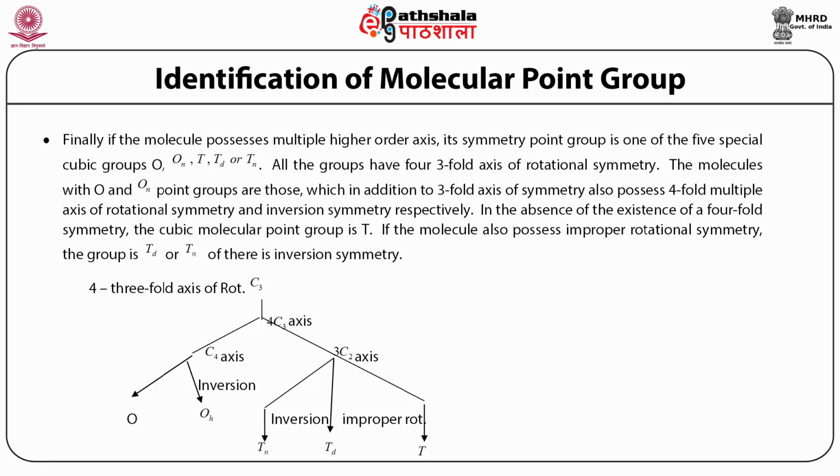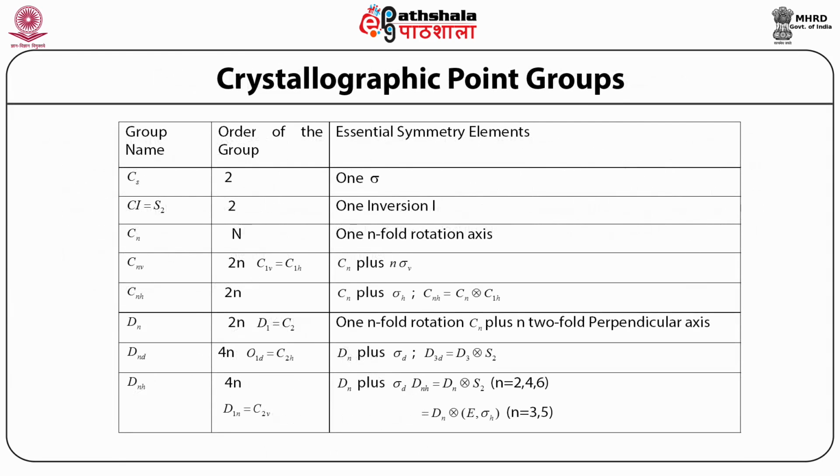The group T, if there is no improper rotation symmetry, though there is no inversion symmetry. If there is an improper rotational symmetry, it belongs to the group Td. And if there is an inversion symmetry along with a 3C2 axis and a 4C3 axis, then the molecule belongs to the group Th. So we can now make a summary of what we have learned.